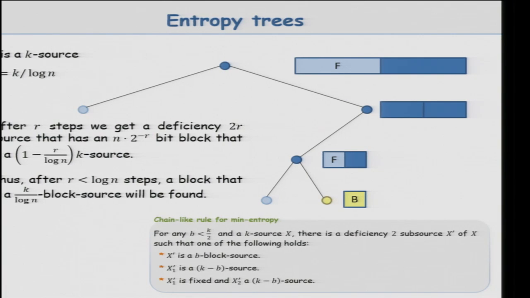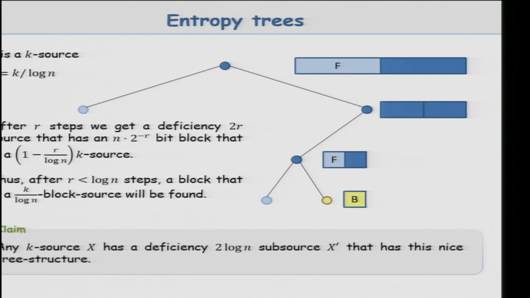So after log n over k iterations or so, as long as k is large enough, like log squared of n, just do the math. You will find some subset of the indices. It's also a structure, not just a subset of the indices, associated with this tree, and this is a k over log n block source. If k is like log cubed of n, you still have much entropy to work with. The claim we will take from today, and we'll skip the rest, is that any k source x has a deficiency at most 2 log n subsource x prime that has this nice tree structure.